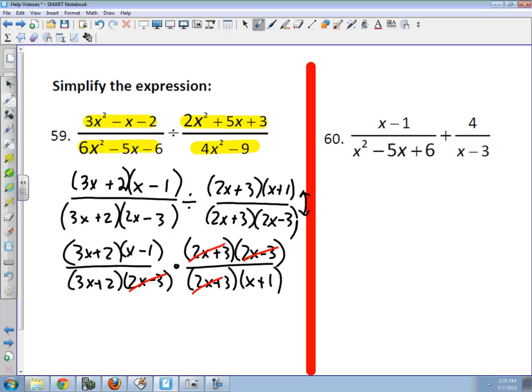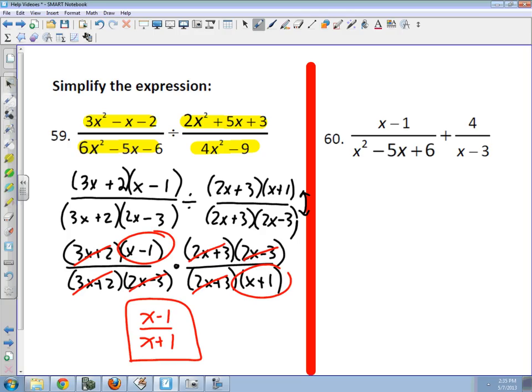2x plus 3 cancels here. 3x plus 2 cancels here. And what I see that I'm left with is an x minus 1 on top and an x plus 1 on bottom. So that would be my final answer. And again, it's all about MAF: factoring, dividing. You flip the second term, and then you cancel out what you can.